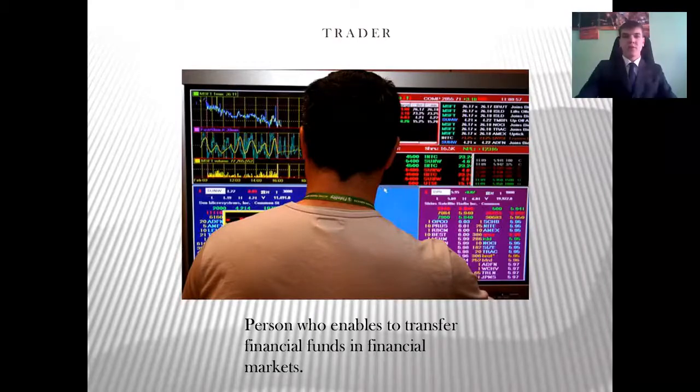This slide shows a trader. It's a person who enables to transfer financial funds in financial markets. He can do it on behalf of himself or on behalf of other individuals. It is easy to understand. Suppose you have some spare money and you would like to raise them. A good decision would be to invest your money in financial market. How to do it best way? This is a task for a trader to find a way to multiply your assets and make profit for you. Next slide.